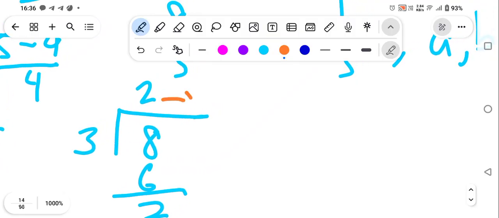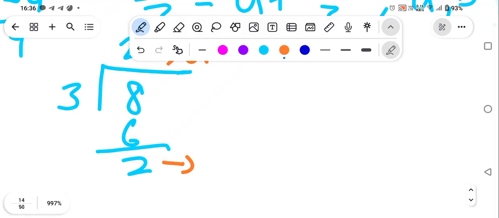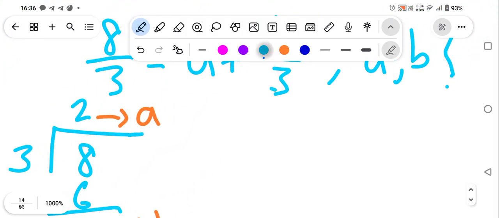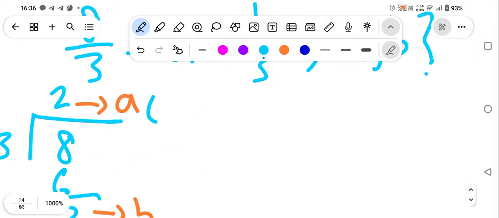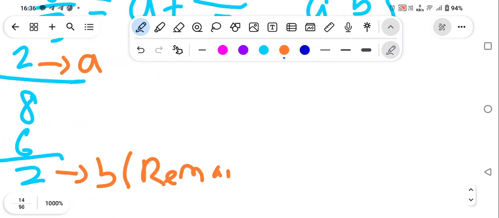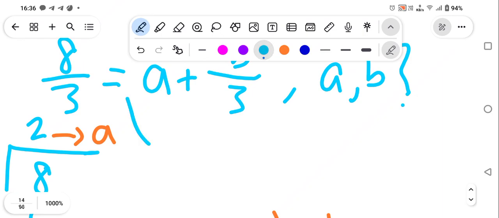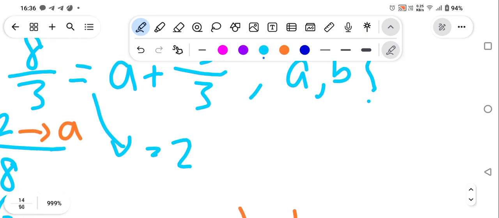So 2 will be the whole number. This will be our a, and this will be the remainder, which is b. So the remainder goes to b. So this is also equal to 2 plus 2 over 3.